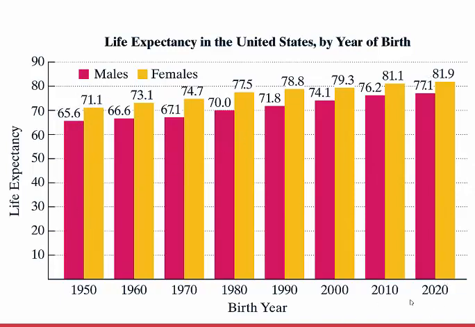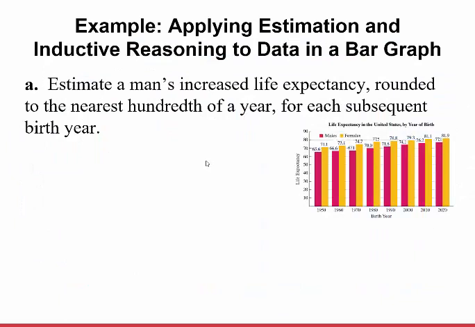And then by 2020, this is what we're saying. Males born in 2020 are expected to live to be 77.1 years old, and females are expected to live to be 81.9 years old. And you can also see that there are bars for other various years. Let's estimate a man's increase in life expectancy and round to the nearest hundredth of a year for each subsequent birth year.